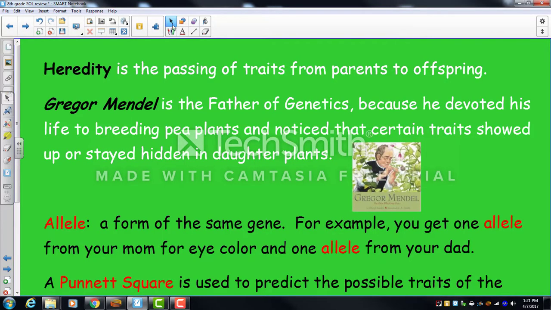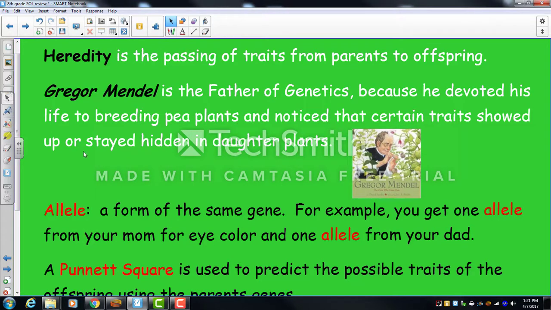It's very exciting. But starting from the beginning, we just talk about the definition. Heredity is the passing of traits from parent to offspring. And then we talk about the father of genetics, the father of heredity, Gregor Mendel, the Austrian monk who devoted his life to breeding pea plants. I mean, like 30,000 pea plants in his lifetime. He noticed that certain traits showed up in the daughter plants, and other traits stayed hidden for several generations and then would show up again, which was even more baffling initially.